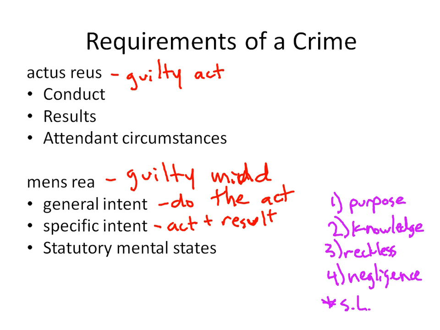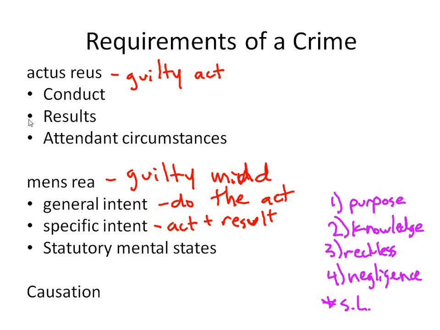So those are two things required of a crime: an act and an intent. And the last thing that is required in a crime is some sort of causation. So if you do an act and results are part of what makes it criminal, well, there had to be some causation between your act and the results that occurred.